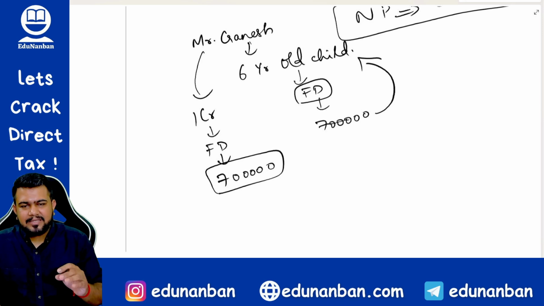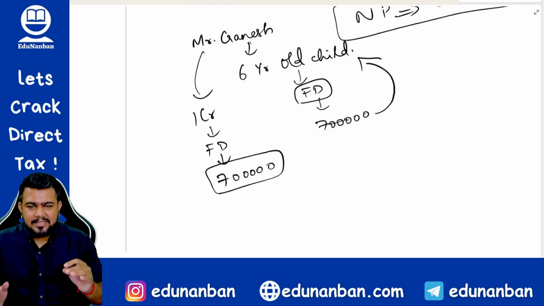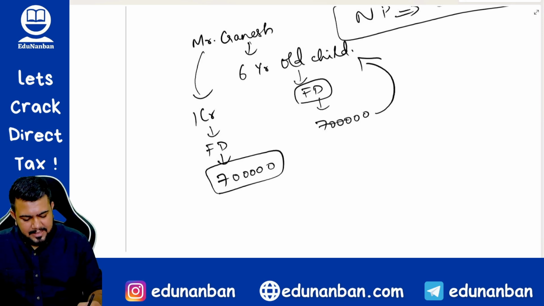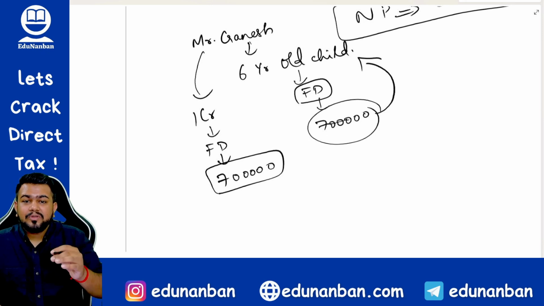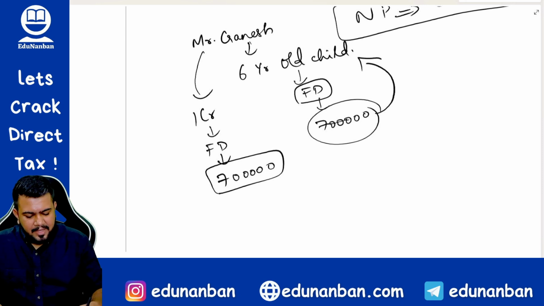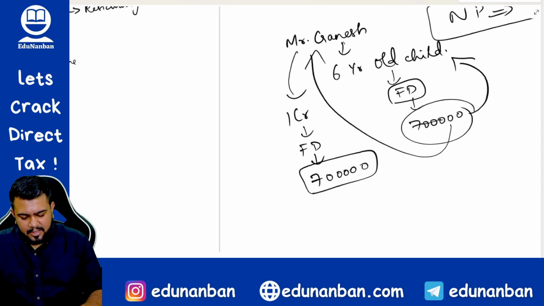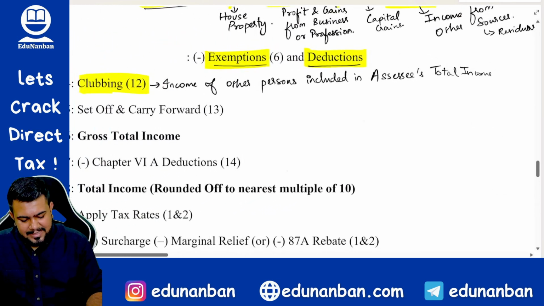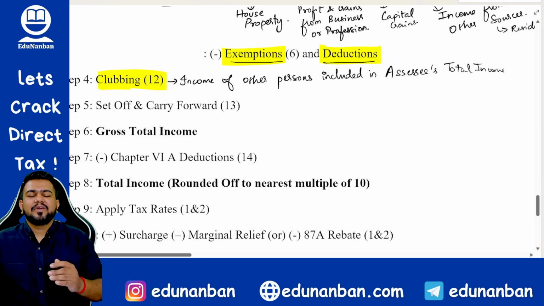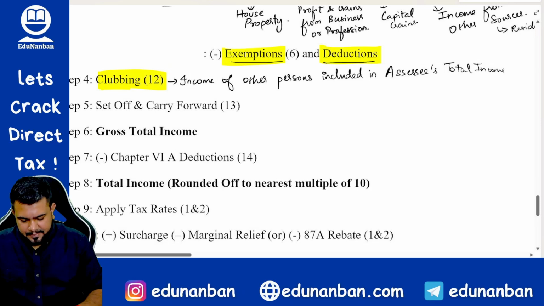But in income tax, you cannot avoid paying the taxes if you have earned the income. Hence, even though the fixed deposit will be in the child's name, the income will be taxed in the hands of the parent. This is called clubbing. There are many more examples of clubbing, which we are going to learn in the clubbing chapter. Okay.